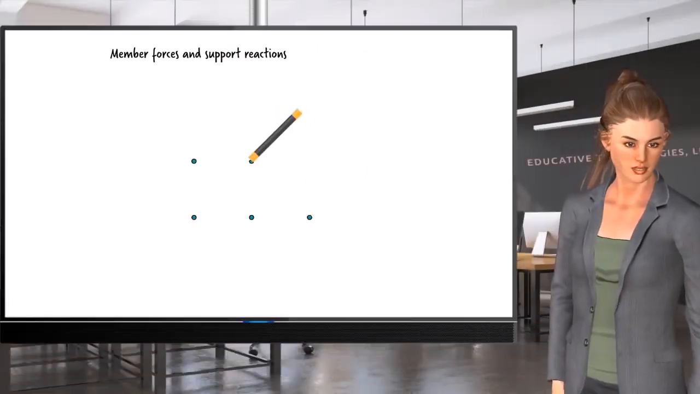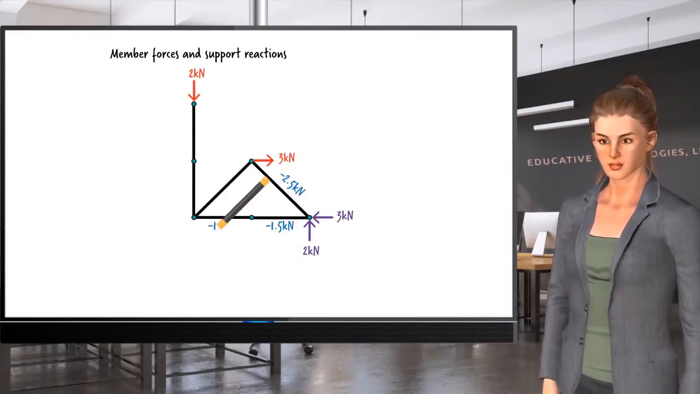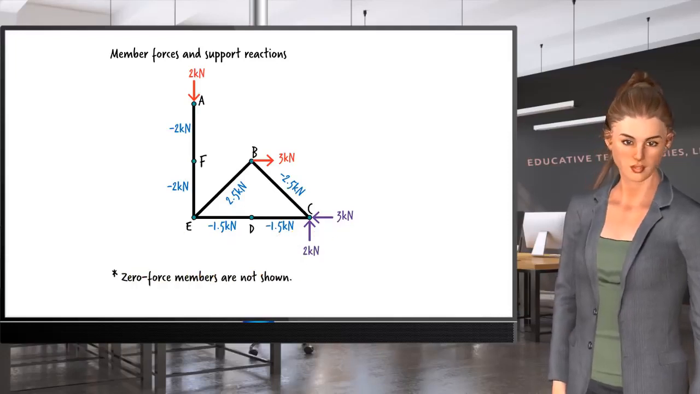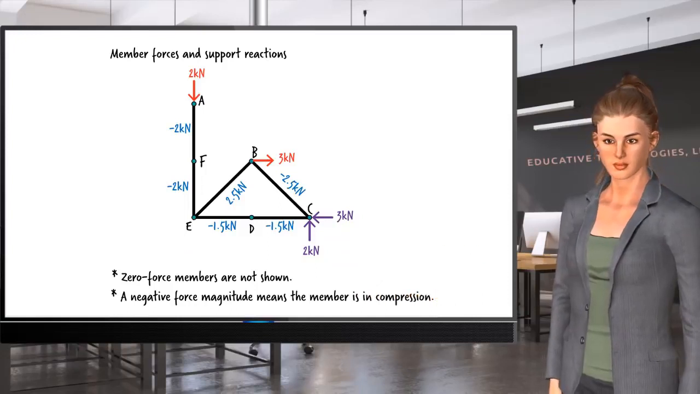Here are the member forces and the support reactions. Note that the zero force members are not shown in the diagram. A negative force magnitude indicates the member is in compression, while a positive magnitude means the member is in tension.